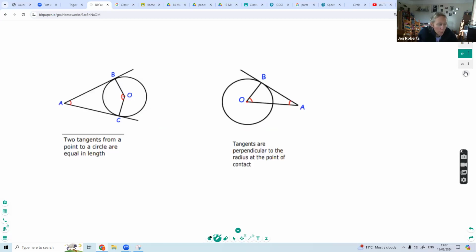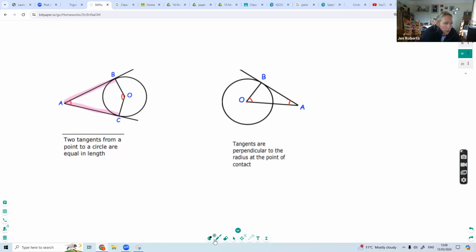Okay, there are a couple of properties you need to know regarding tangents and circles. Copy these two down. Let's look at the first one. Copy it down, put me on pause, and unpause me when you've copied it. It's telling you that two tangents from a point to a circle are equal in length. So that there is equal to this bit here.